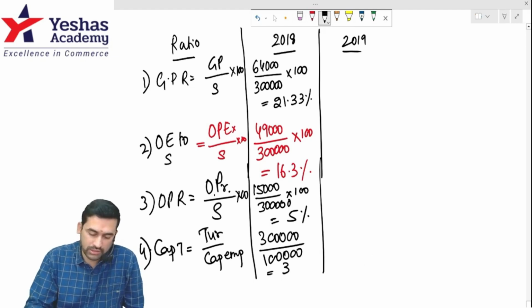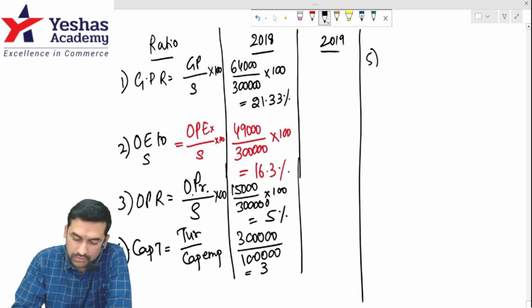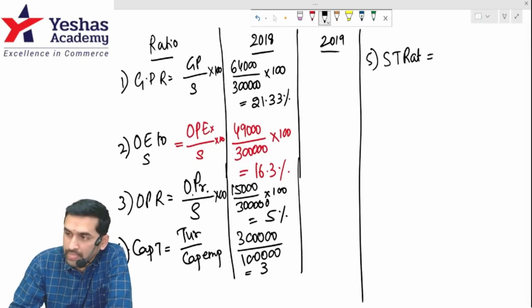Stock turnover ratio. Since I don't have enough space here, I'm continuing here. Fifth one, stock turnover ratio. Okay, what is the formula?